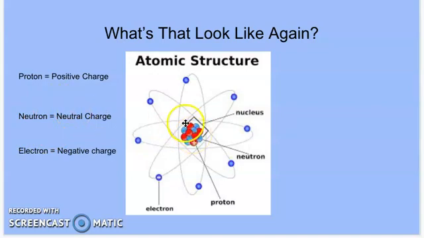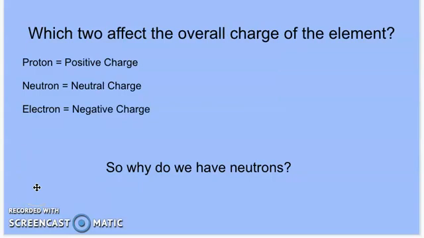They have no charge. That's why your nucleus is overall positively charged, because you have these two hanging out in the middle. The electrons in the cloud have that negative charge. But we want to focus on which two are going to affect the overall charge of that atom, of that element. So like I just went over, we know protons have that positive charge, neutrons have that neutral charge, and electrons have that negative charge. So the only two that are ever going to affect the overall charge of your atom are these protons and these electrons.